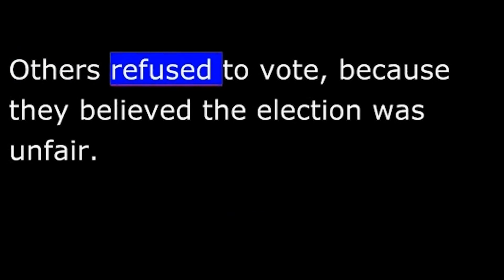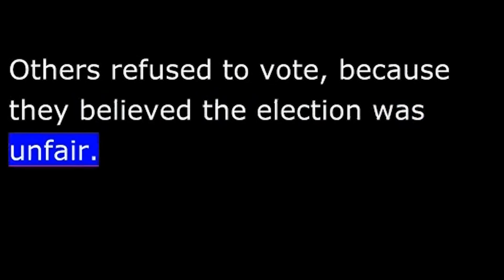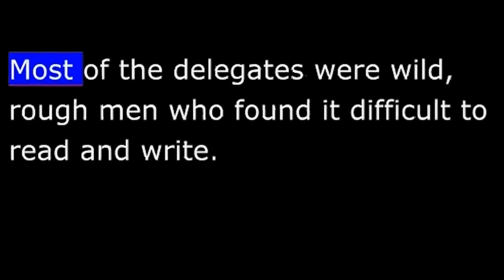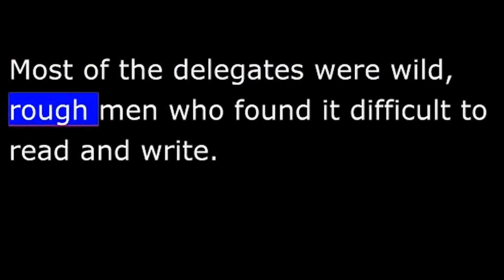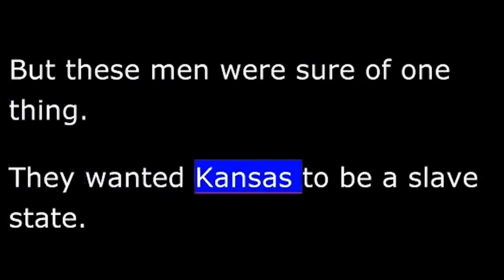Others refused to vote because they believed the election was unfair. 60 delegates were elected. All supported slavery. They planned to meet in the autumn to begin work on a constitution for Kansas. Most of the delegates were wild, rough men who found it difficult to read and write. But these men were sure of one thing. They wanted Kansas to be a slave state.